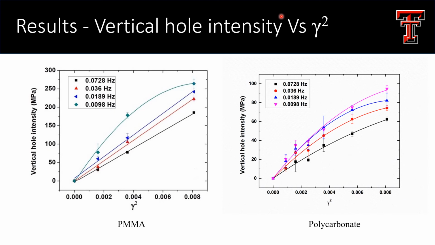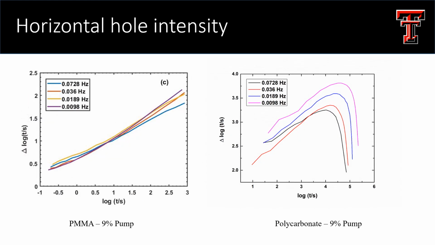On the other hand, for polycarbonate, no such quadratic dependence of vertical hole intensity on strain amplitude was observed for any of the frequency levels. The reasons for this deviation of polycarbonate from other hole burning results are unknown. Horizontal hole intensities increased with decrease in pump frequency and the position of the holes shifted to longer times, which is clearly observed for polycarbonate.